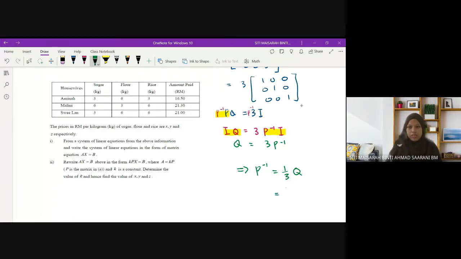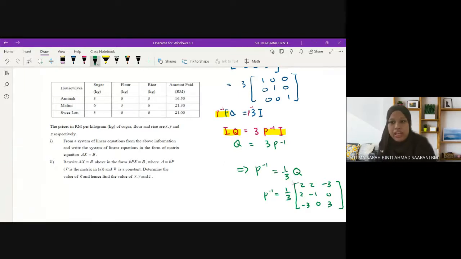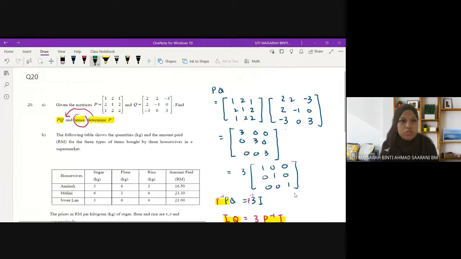So this is your P inverse: 1/3 multiply Q. Your Q is [2 2 -3; 2 -1 0; -3 0 3]. So this is your P inverse. You can multiply it in. They don't show the multiplication. You can expand or multiply every element by 1 over 3. Okay, so this is for part A.